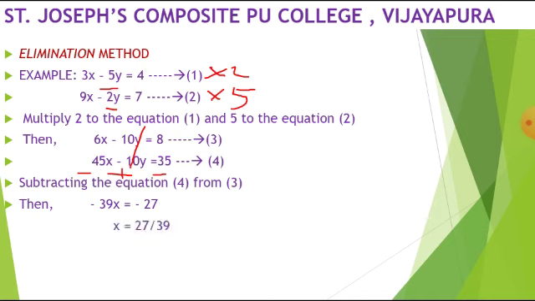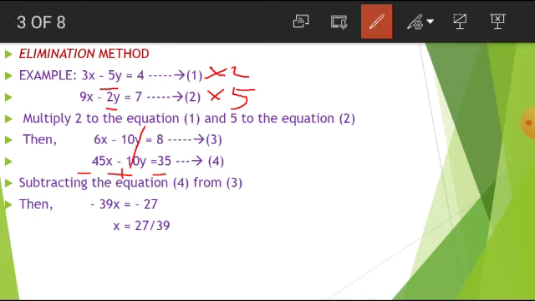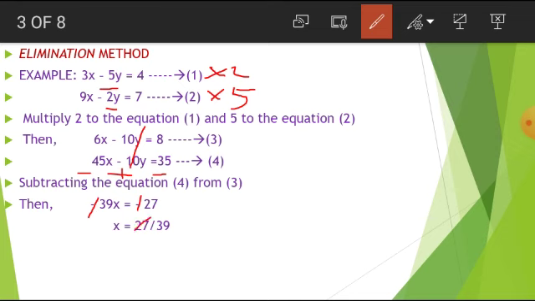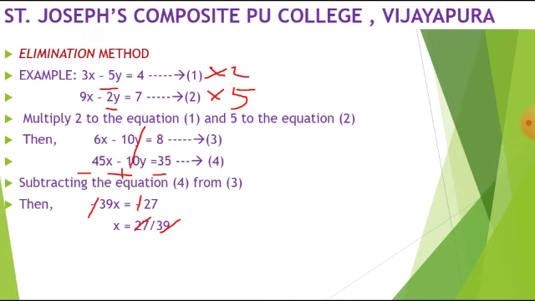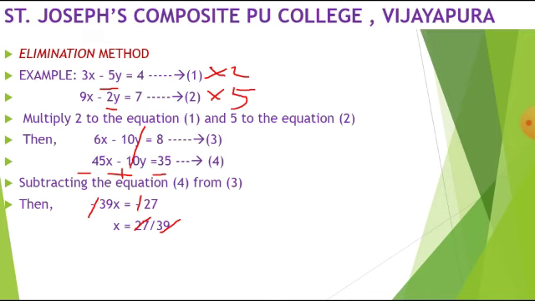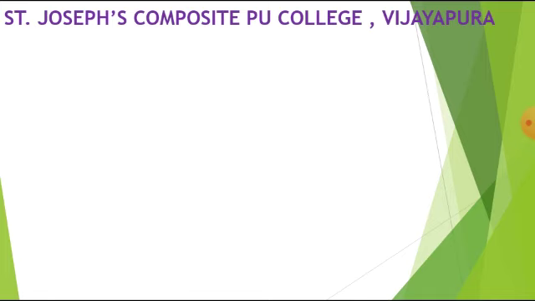So let us move to the next one. x is equal to 27 divided by 39. Here minus and minus will be cancelled. So we can cancel here, that is 3 9s are 27 and 3 13s are 39. That is, the answer is x is equal to 9 by 13. Now we got the value of x. Now we have to find out the value of y.